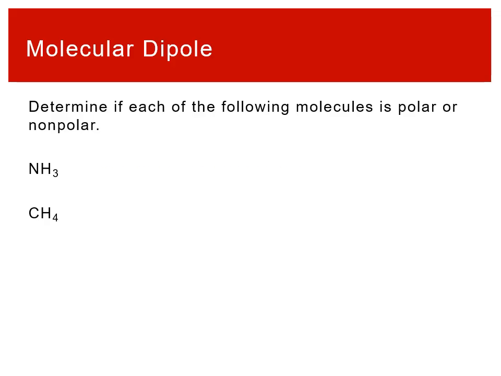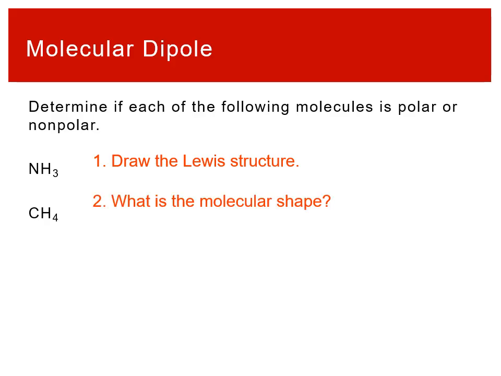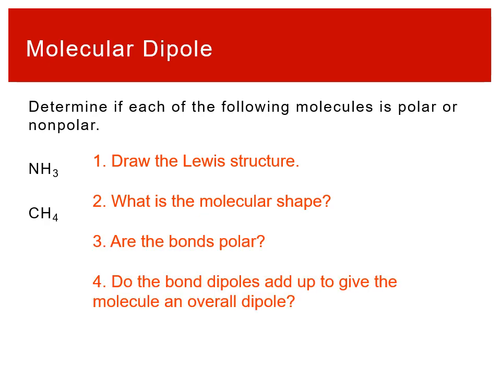So I could start off, draw the Lewis structure. As we move forward, if we want to know properties of molecules, drawing the Lewis structure is going to be our best first bet, where we always want to jump off from. What's the molecular shape of the molecule? Are the bonds polar? Do the bond dipoles add up to give the molecule an overall dipole? This is what I walked through with the oxygen example. It requires a lot of steps, or we could just kind of short circuit it.